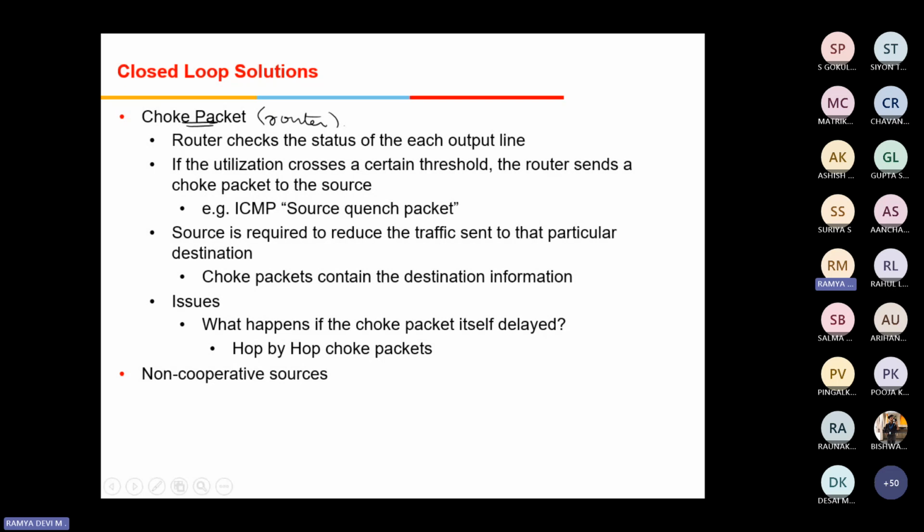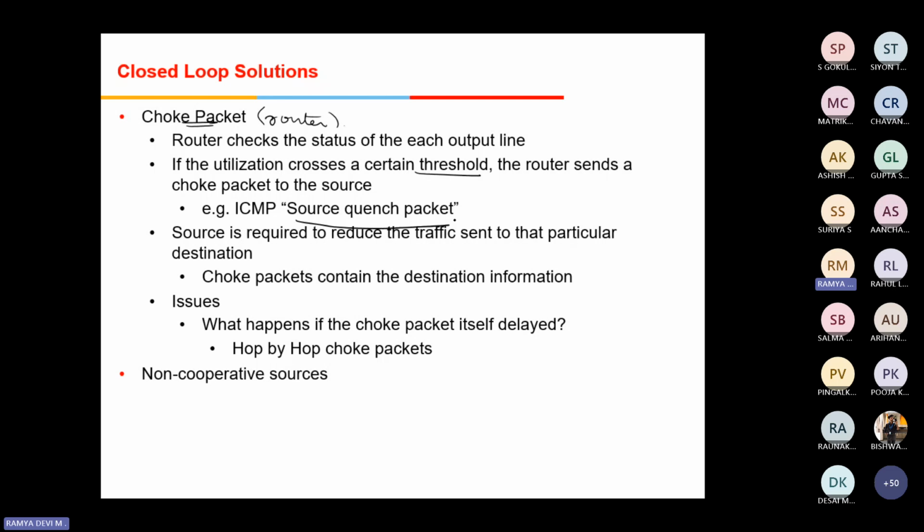The router will continuously monitor the utilization. It will have a threshold value, and if the utilization exceeds the threshold value, the router will identify that as a congested state and will send a choke packet. This packet will be sent back to the source. The best example is the ICMP source quench packet, which is an example of a choke packet.